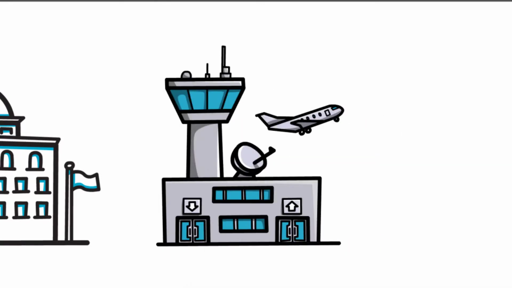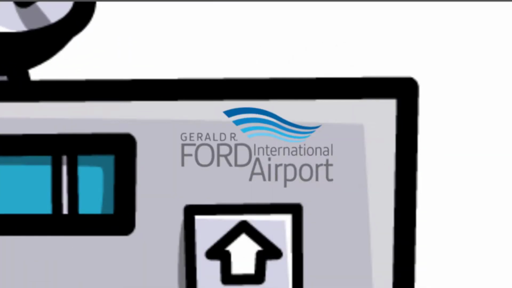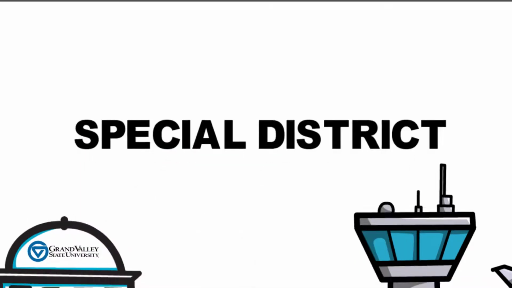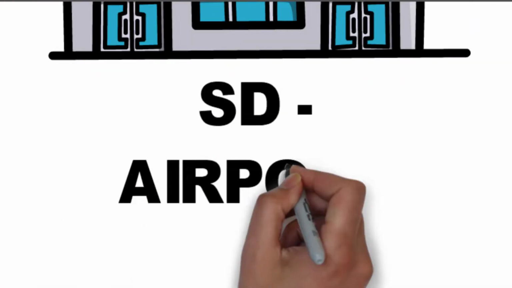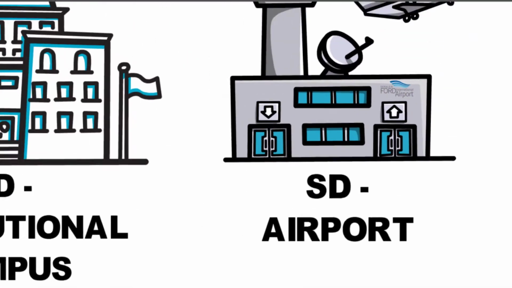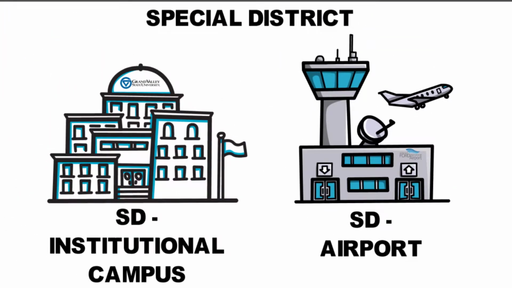There are unique areas in the city where it is not practical to use strict residential or commercial zones. Because of this, there are special districts. Special districts are similar to traditional zones, but with more specific details based on their particular neighborhood or area. For example, a zone with a university or airport.